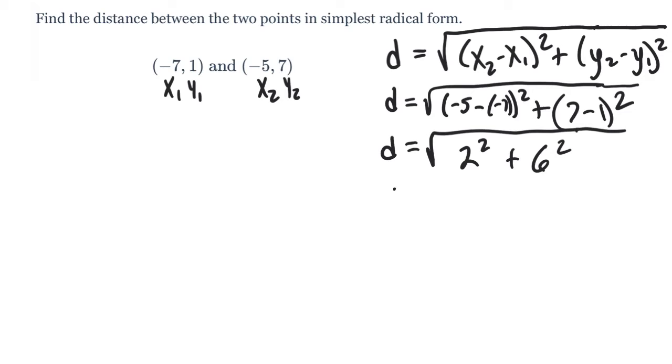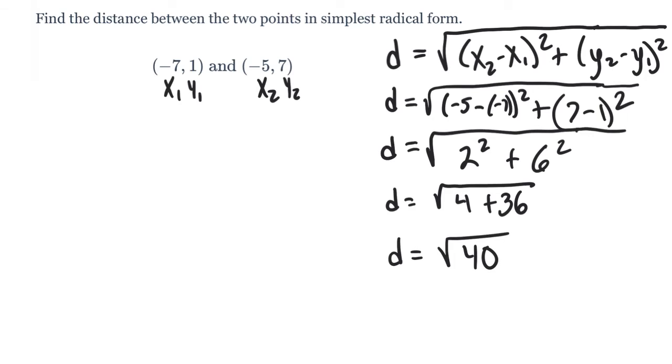Okay, so at this point, all I have to do is 2 squared is 4. 6 squared is 36. And now I can just add them together. So d is equal to the square root of 40.